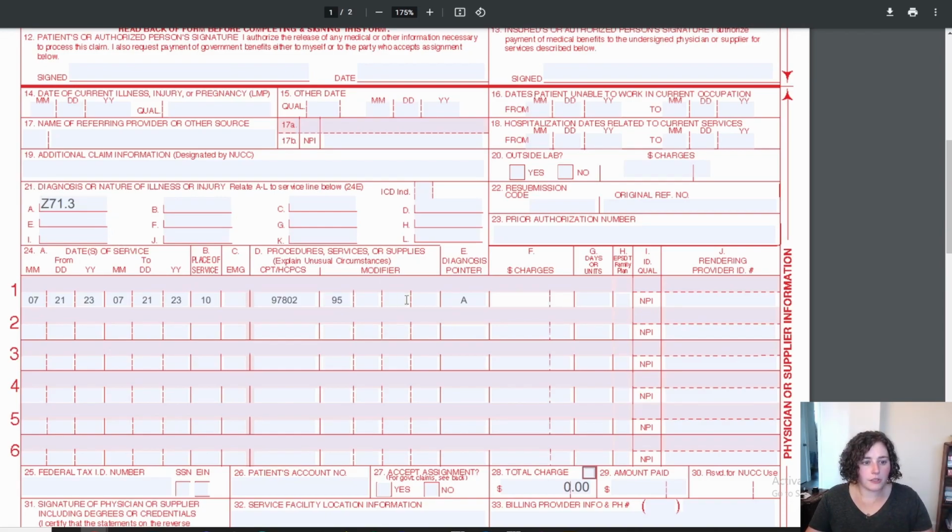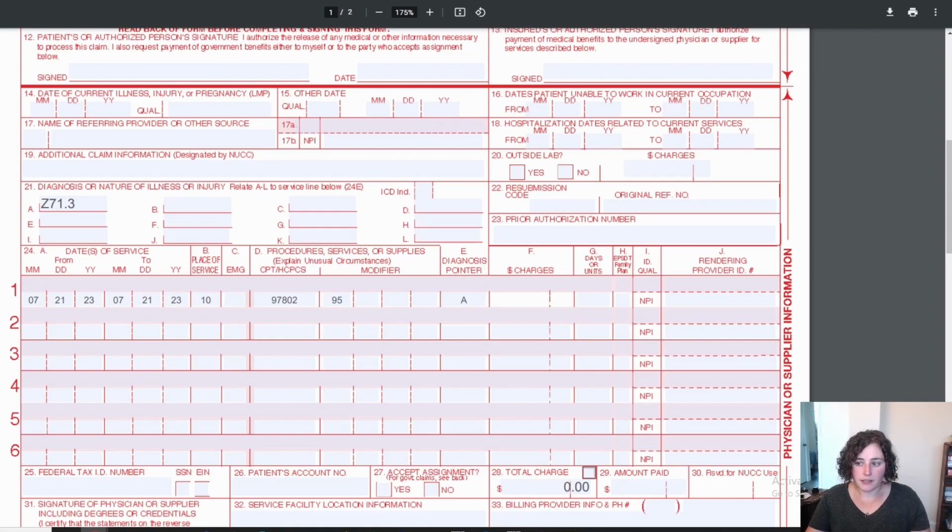So this is what it would look like if you indicated the Z71.3 as the diagnosis, and then the pointer would be A, so you're pointing to that specific diagnosis that relates to this line item in terms of the service. And so I just indicated 97802 for the CPT, and the modifier 95 for place of service 10, which is again if the patient was in their own home.